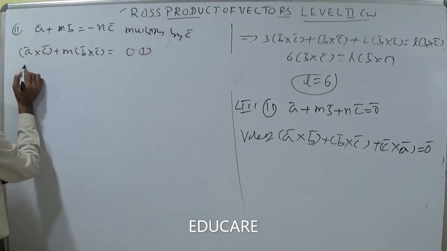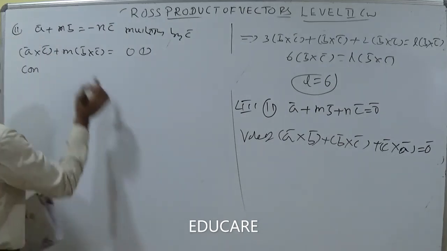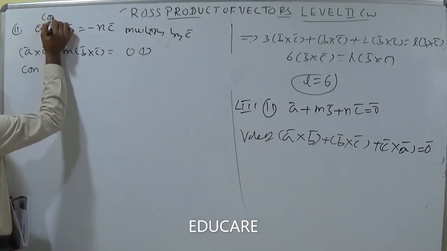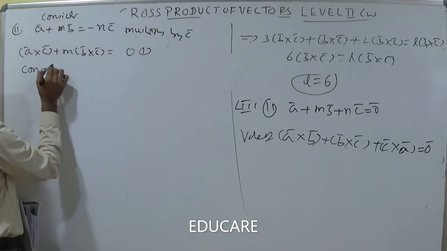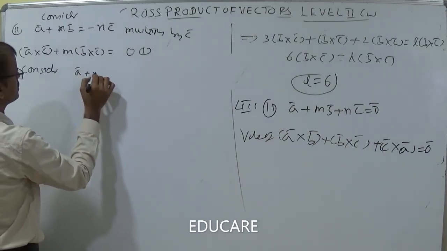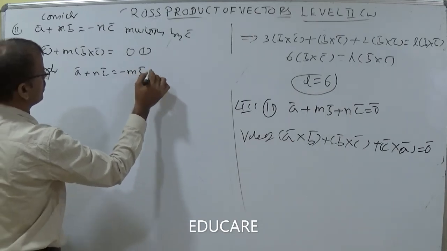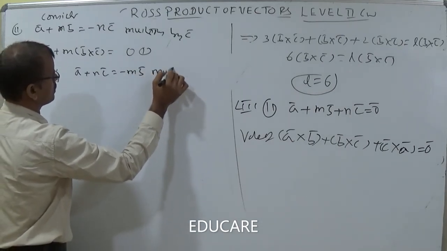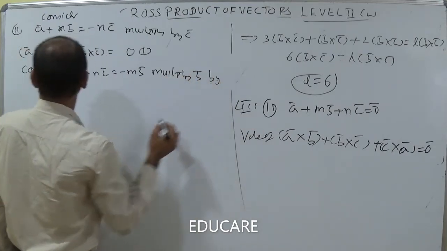Next, consider A plus B is equal to minus NC. Like that, for everything we should write. Consider A bar plus NC bar is equal to minus MD bar. Now multiply B bar on both sides.